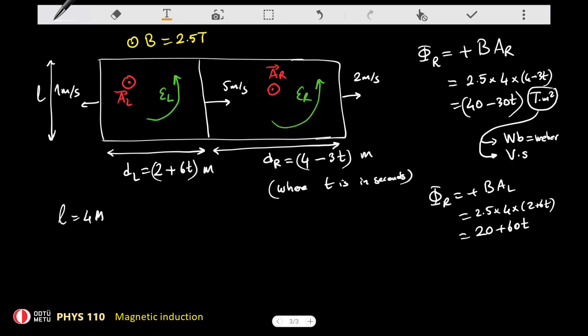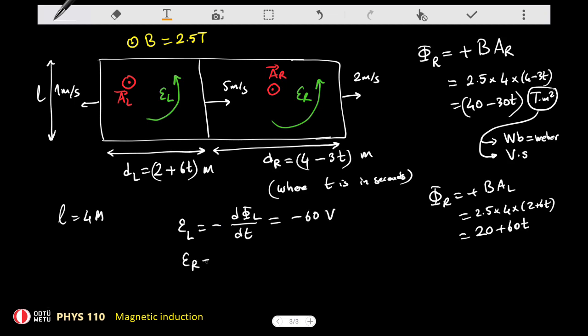All right, so these are the flux values. So therefore, from here, we can compute the EMF. I'll start with the EMF on the left branch, left side. That's the negative of the time derivative of the flux. So that's basically minus 60 volts, independent of time.